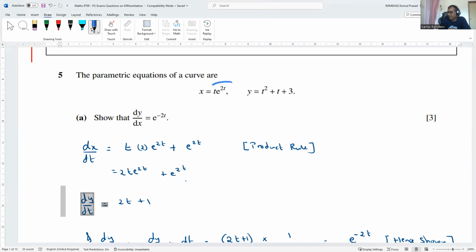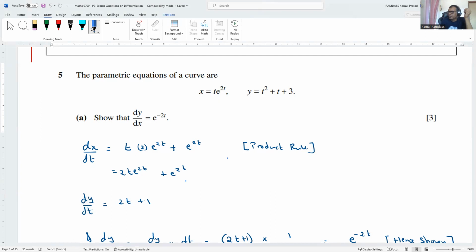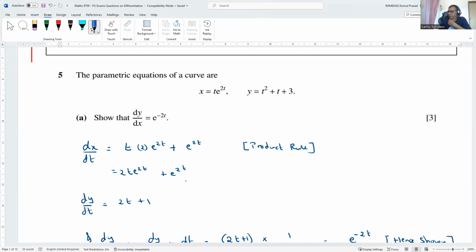Et là, c'est un product. Moi, je sers product rule. Ça est égal à u, ça là est égal à v. U dv by dt plus v du by dt. Et ça veut dire, ça c'est u, t. dv by dt, c'est 2e to the power of 2t. Plus v, v c'est ça, et du by dt, c'est 1. Moi, je gagne 2e to the power of 2t plus e to the power of 2t. Ça, c'est dx by dt.